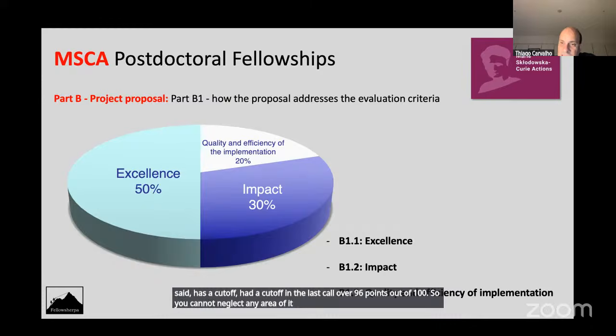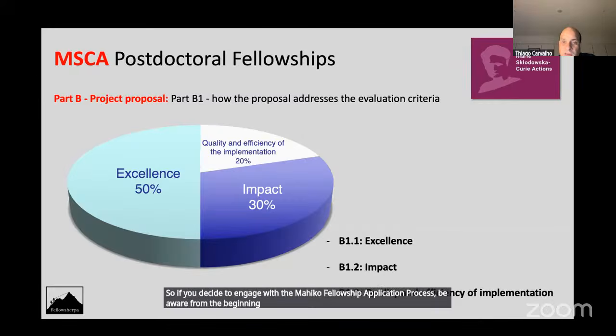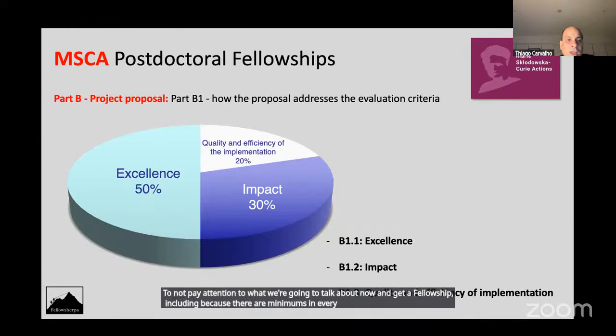And even the excellence area does not have an absolute focus on the quality of your project. So if you decide to engage with the Marie Curie fellowship application process, be aware from the beginning, the quality of the project is going to be a very minor part. Not a very minor part, but it's not going to be the majority of your grade. It is mathematically impossible to not pay attention to what we're going to talk about now and get a Marie Curie fellowship, including because there are minimums in every area.